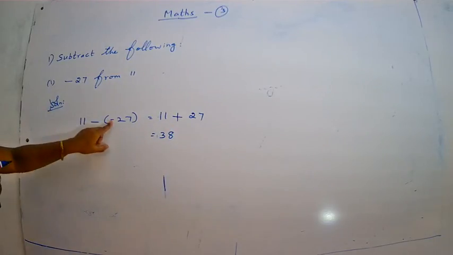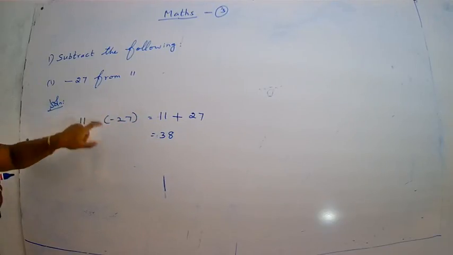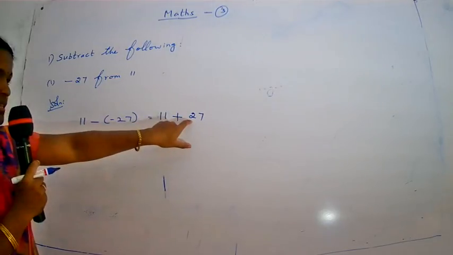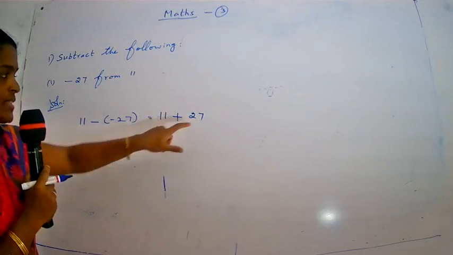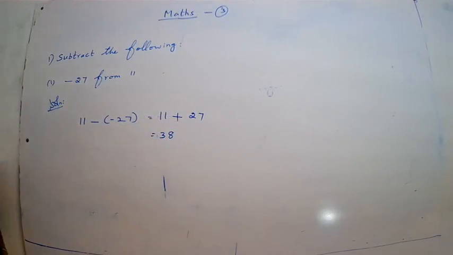Okay. So here is minus, that's why you put plus. So what is the additive inverse of minus 27? Plus 27. So 11 plus 27 is equal to, your answer is 38. Okay. Now clear? Now second question.